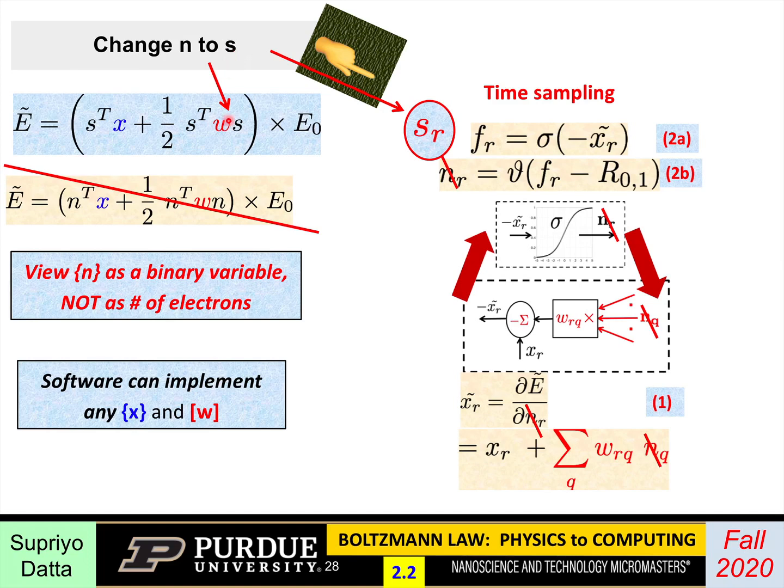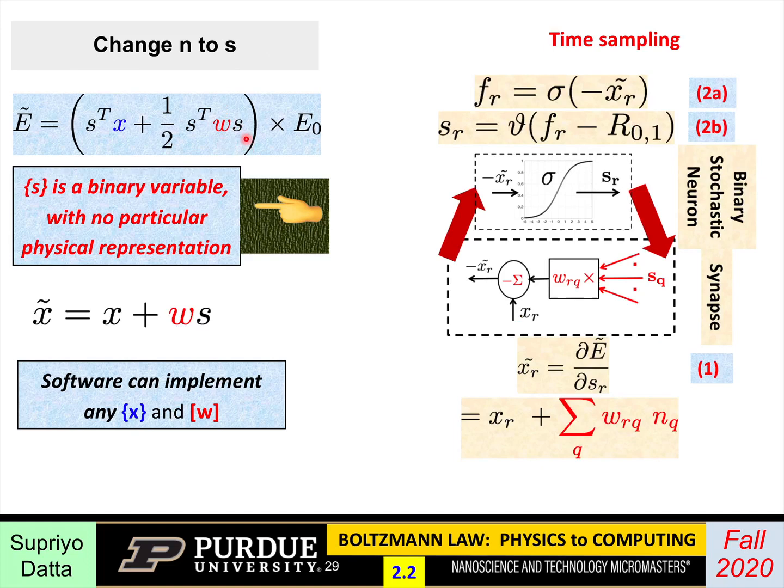That's it. It's just that n has this connotation of being the number of electrons in a particular level, which I had used to motivate it when we got started. But going forwards, we'll just write s. It could really be any binary variable. Now, the equations that we have then are exactly what I had before, but now instead of n, I've written s. That's all. We keep the x and the w, and the idea is that s is just a binary variable. And the time sampling method is still exactly the same, just that instead of n, I'm writing s. That's all.